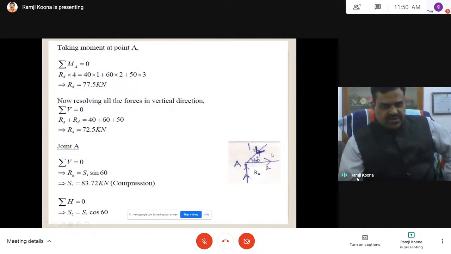Because this is the magnitude and direction, this is the magnitude and direction. The direction is known, only the magnitudes are unknown. And this magnitude is known, direction is known. So there are two unknowns and two equations: sigma Fx equals 0, sigma Fy equals 0.